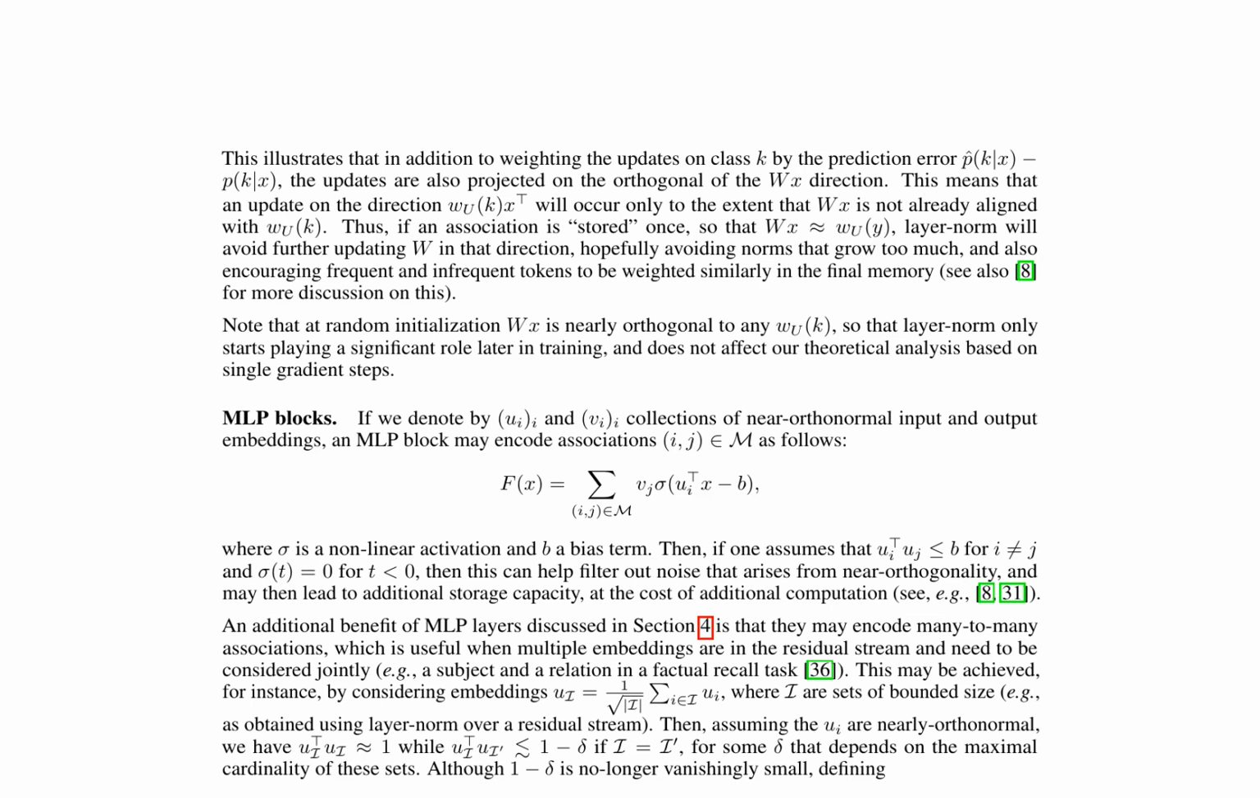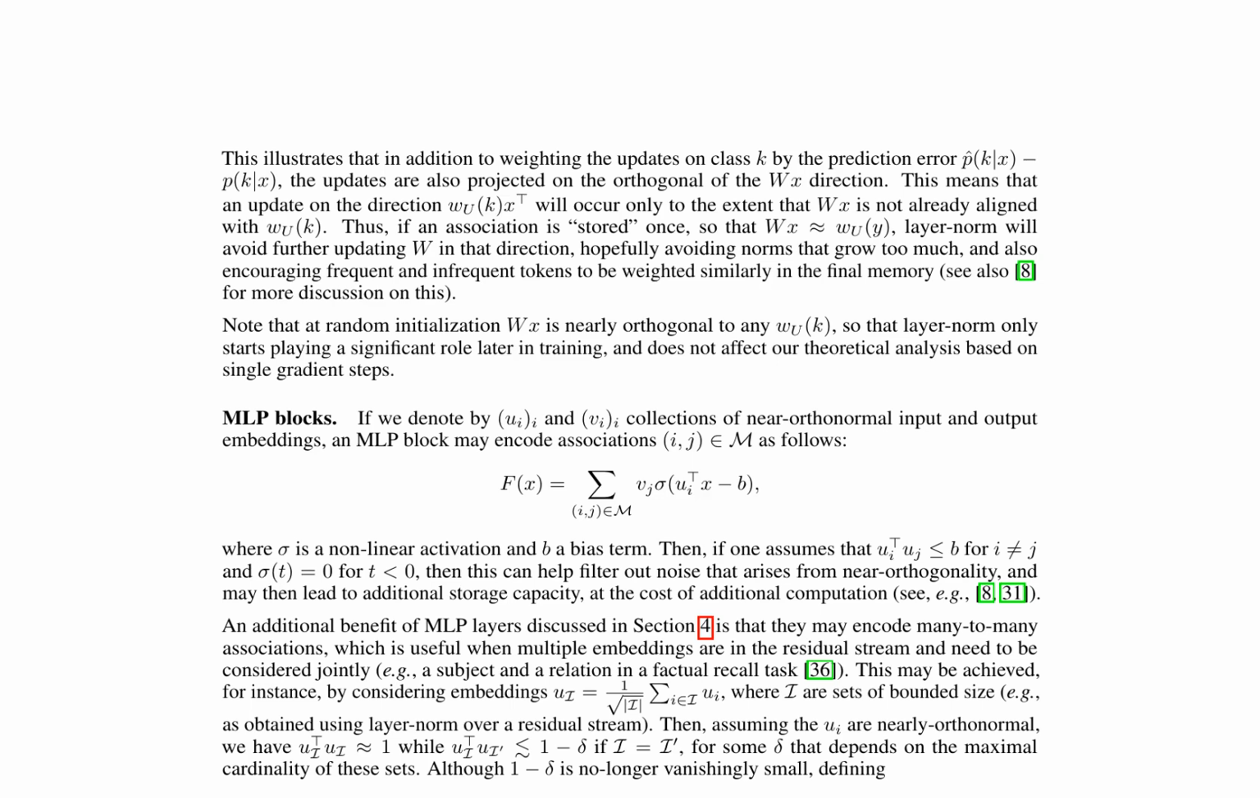The authors illustrate how layer normalization in neural networks projects updates onto the orthogonal of the input embedding direction, preventing excessive norm growth and encouraging similar weighting of frequent and infrequent tokens in the final memory. This mechanism only becomes significant later in training, as initially, the input embedding is nearly orthogonal to the update direction.